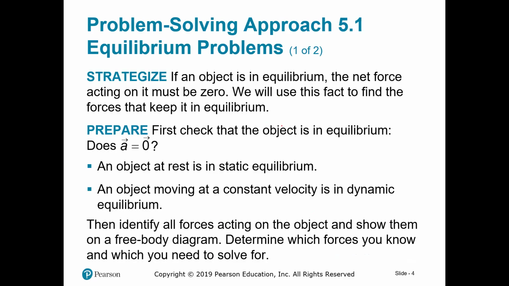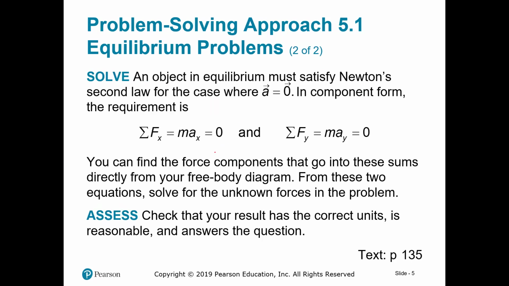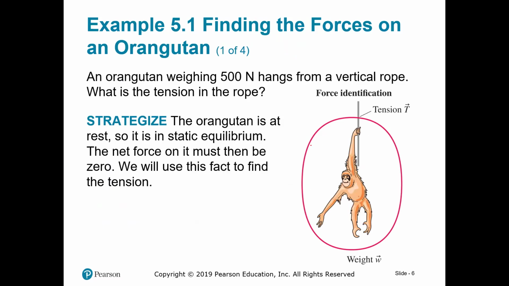So the basic idea is that if the object is in equilibrium, the net force acting on it must be zero, right? So you will use this fact to find the forces that keep it in equilibrium. Again, the same idea. You have an orangutan here, weighing 500 Newton, hanging from a vertical rope. So this object is in equilibrium.